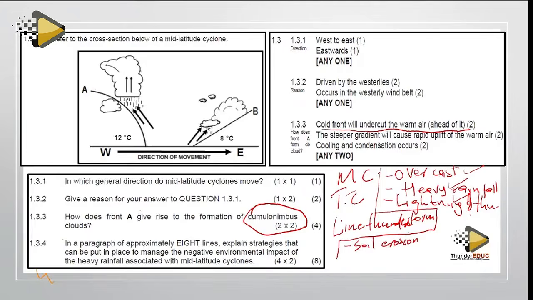So if a question comes in your examination, you have to give the impacts of tropical cyclone. Tropical cyclone, the environmental impact, it will be soil erosion. The impact for mid-latitude cyclone, it will be soil erosion. Impacts for line thunderstorm, it will be soil erosion. So that is the impact on the natural environment. It is soil erosion for all three of them, for all three systems.